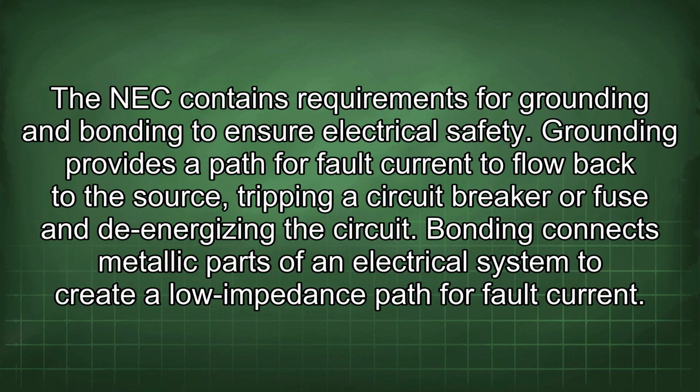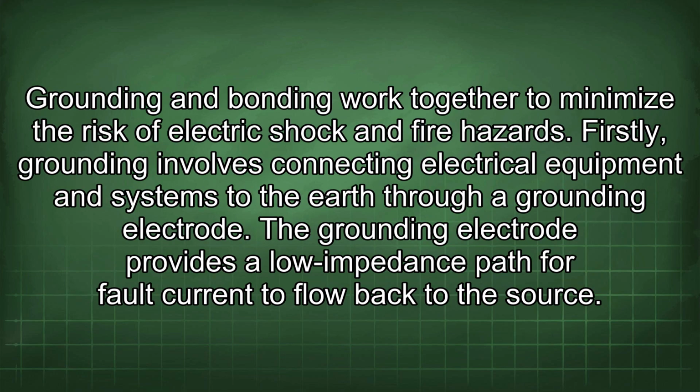The NEC contains requirements for grounding and bonding to ensure electrical safety. Grounding provides a path for fault current to flow back to the source, tripping a circuit breaker or fuse and de-energizing the circuit. Bonding connects metallic parts of an electrical system to create a low impedance path for fault current. Grounding and bonding work together to minimize the risk of electric shock and fire hazards.